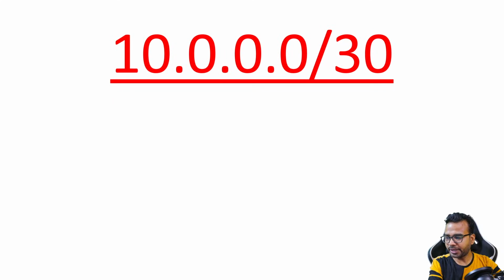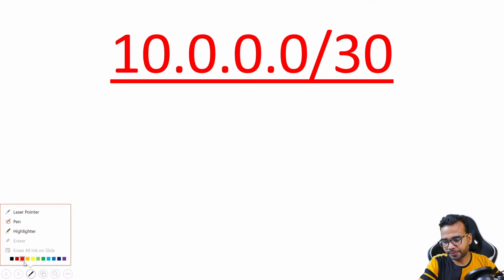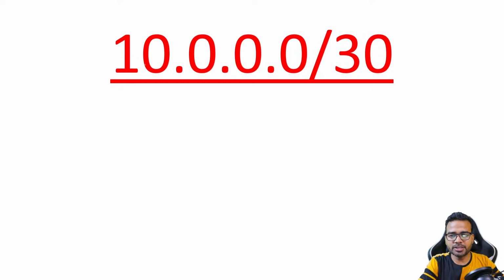So today we're going to do class A subnetting. Okay, so for example, we have one IP address and our IP address is 10.0.0.30, correct? So this is step number 1.